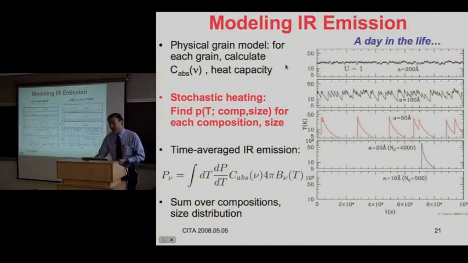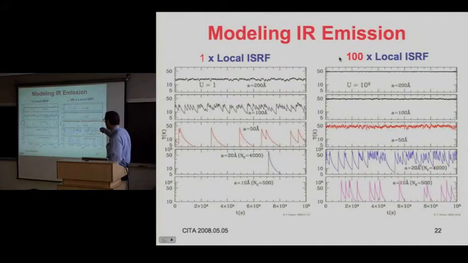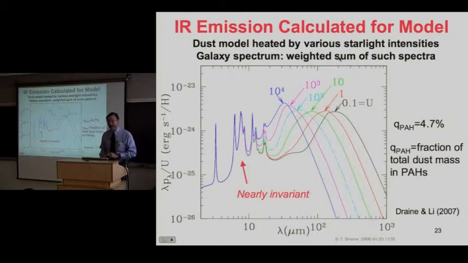So that's the game, and if you raise the intensity of the radiation field, of course, all these temperature distribution functions change. The big grains get hotter, the small grains undergo temperature excursions more frequently. And so you've got to solve this temperature distribution function for each radiation field that you have in your model.